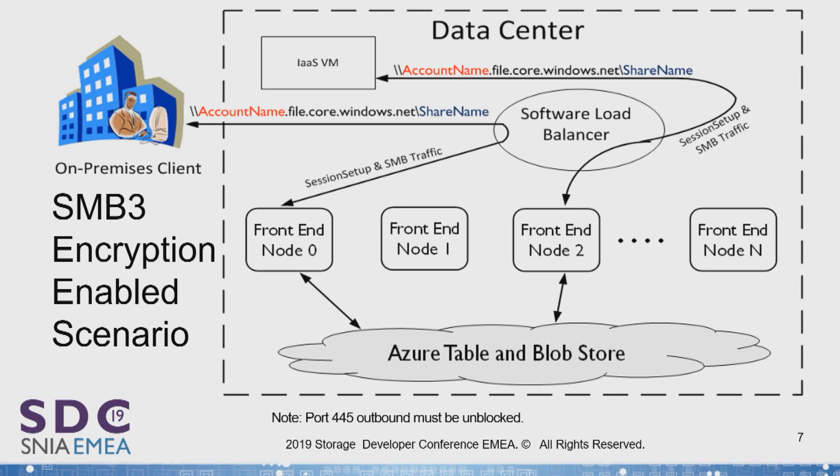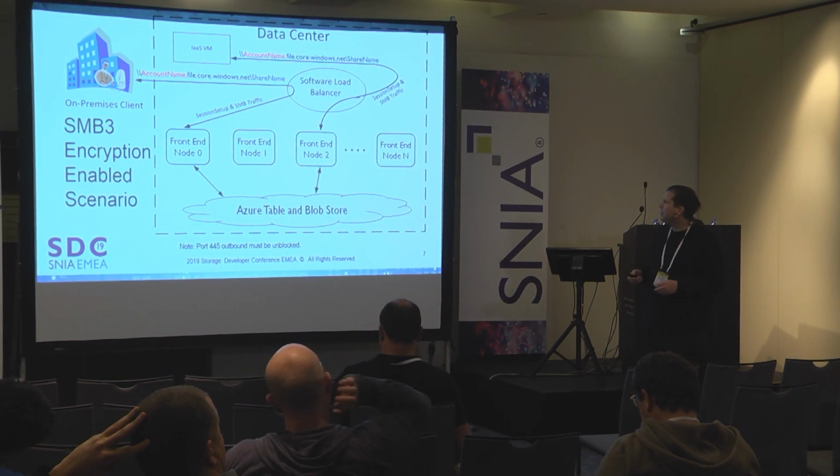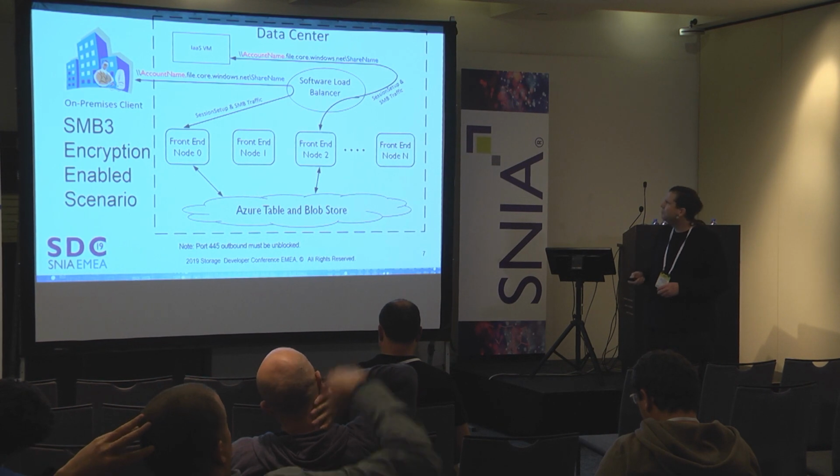And then the front end is the one that actually does the parsing of the packets, and then it speaks primitives down to the Azure Table and Blob Store to manage the metadata for the namespace, and the page blob for the actual file data.